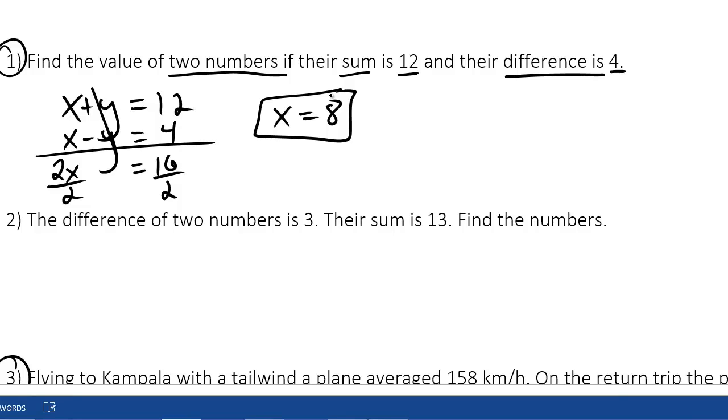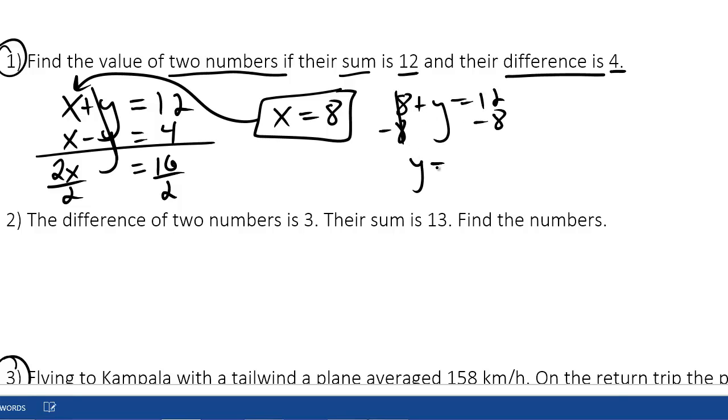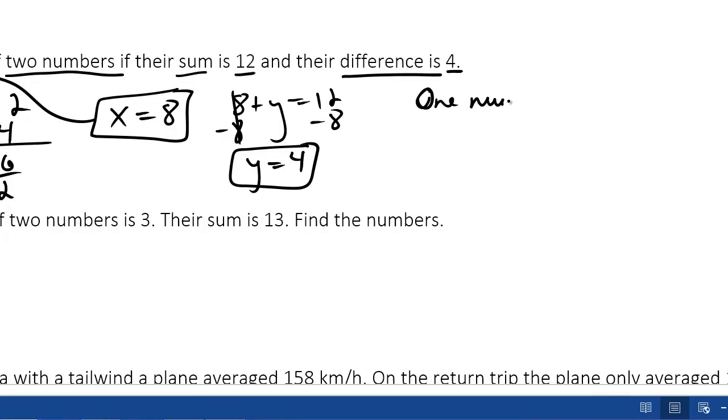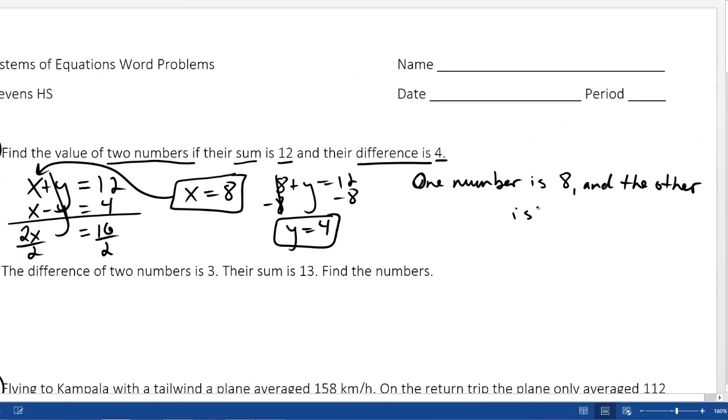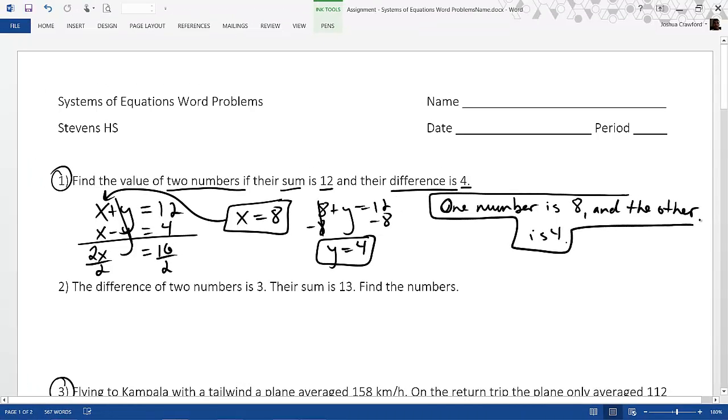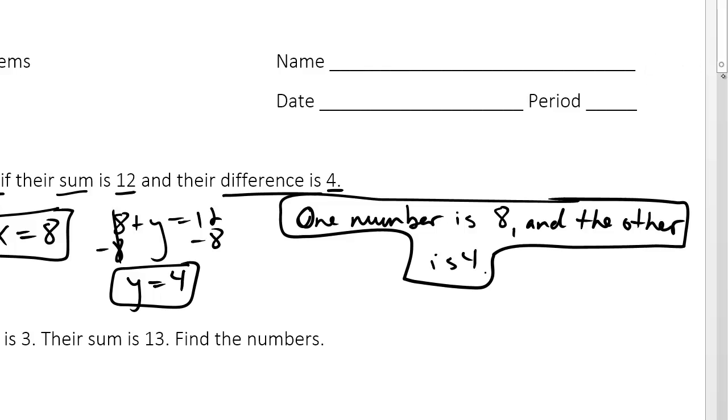Now solve for y. Plug this x back into your original equation, and you'll get 8 plus y equals 12. Subtract 8 from both sides, and y equals 4. Now, since we're doing word problems, our answers need to be in sentences. So, using sentences, one number is 8, and the other is 4. That's your answer.